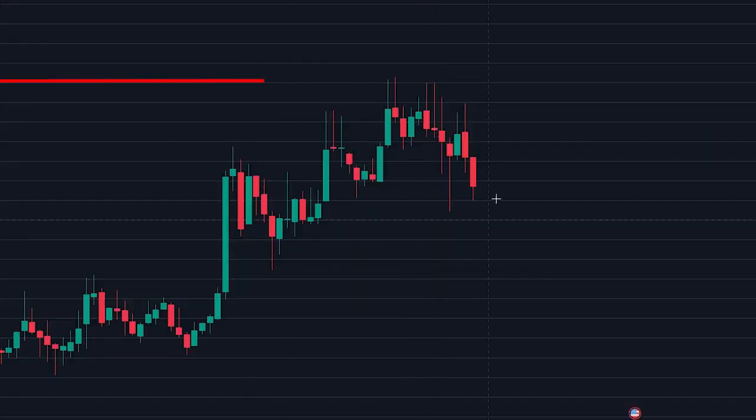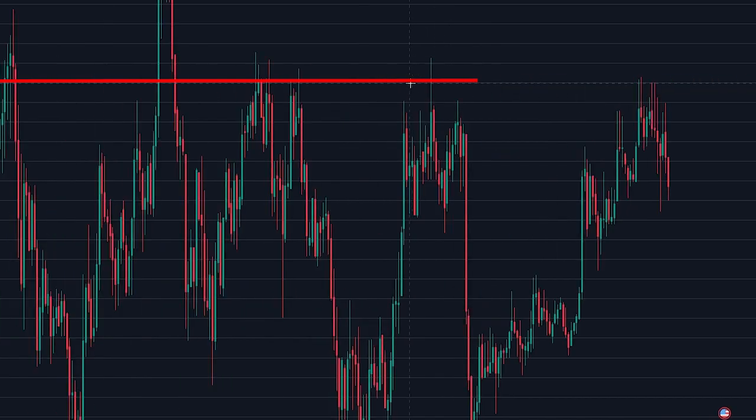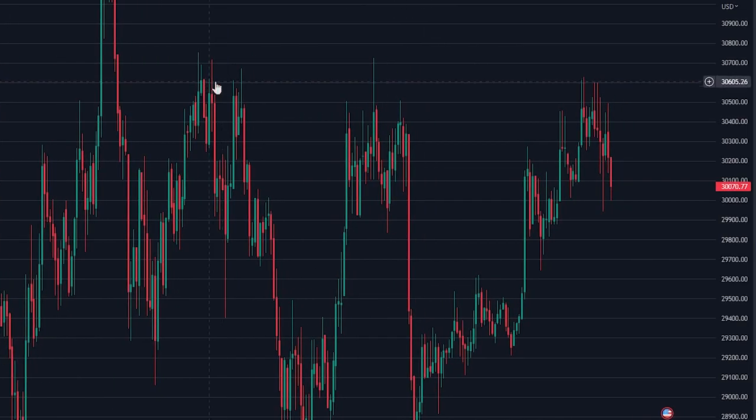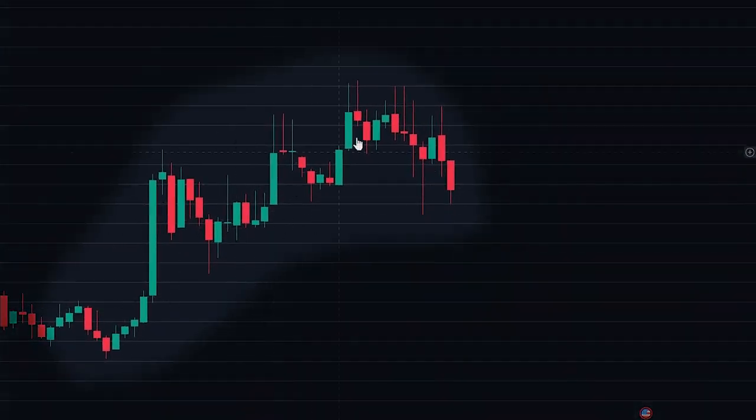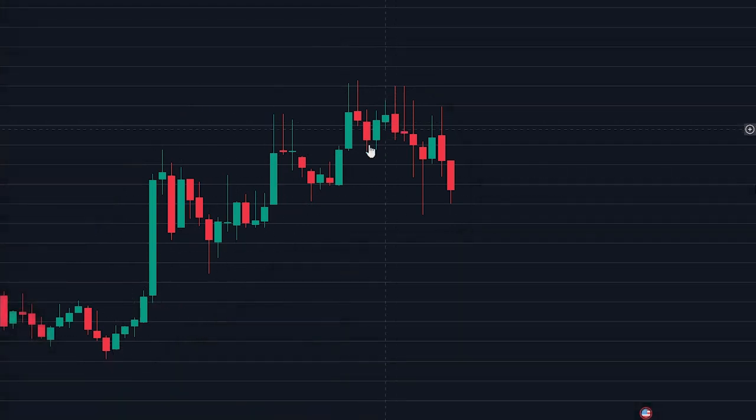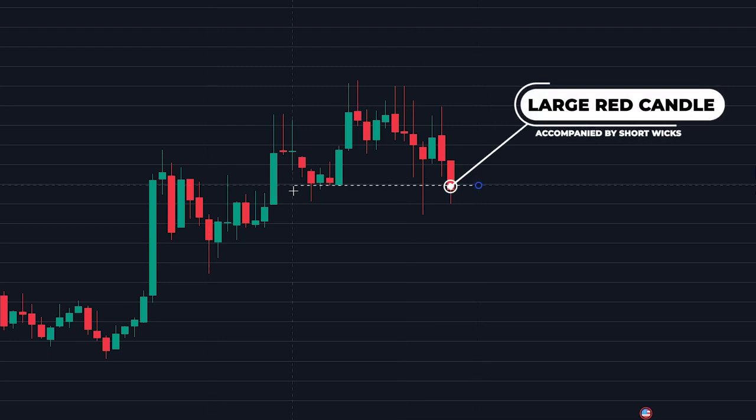Here we see that the price rejected the $30,600 price level. If we take a look at the past price action, we can see that this has happened before, making it likely that there is a psychological supply zone at this price level. If we take a look at the price action, we can also see that an uptrend was playing out because of the price making higher lows. We can see that the uptrend was broken by a large red candlestick with very short wicks.